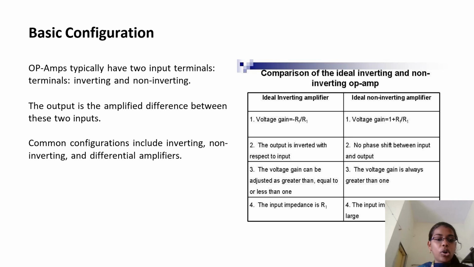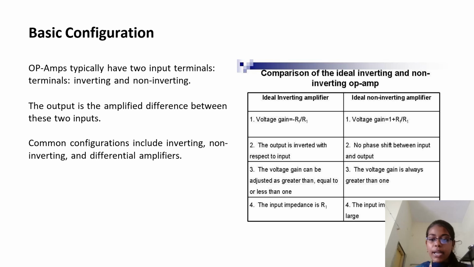Basic configuration. Op amps typically have two input terminals, inverting and non-inverting. The output is the amplified difference between these two inputs. Common configurations include inverting, non-inverting, and differential amplifiers. We can see here a comparison of the ideal inverting and non-inverting op amps.